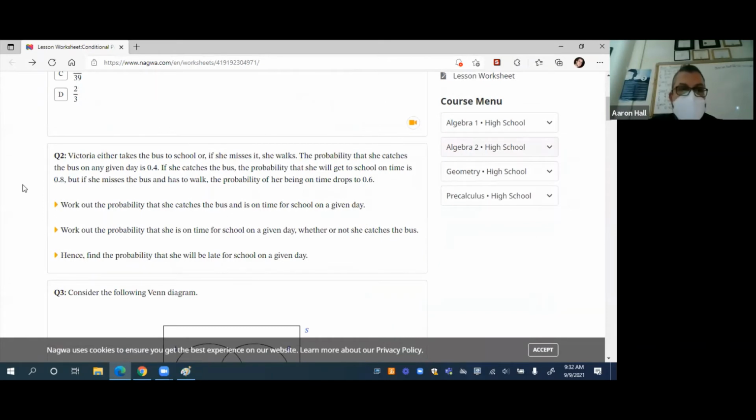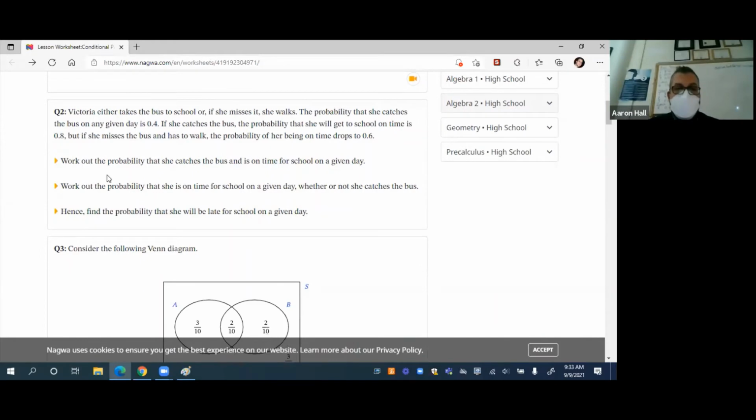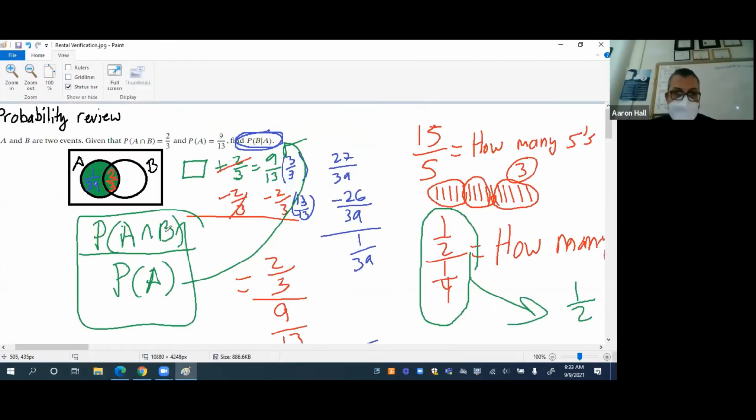It says, Victoria either takes the bus to school or she misses it. There's 2 different choices. This is binary. It looks like she misses it, then she walks. So she either takes the school bus or walks, right? There's 2 choices. Actually what I'm going to do is I'm going to copy this. This is good probability. Some good probability stuff.